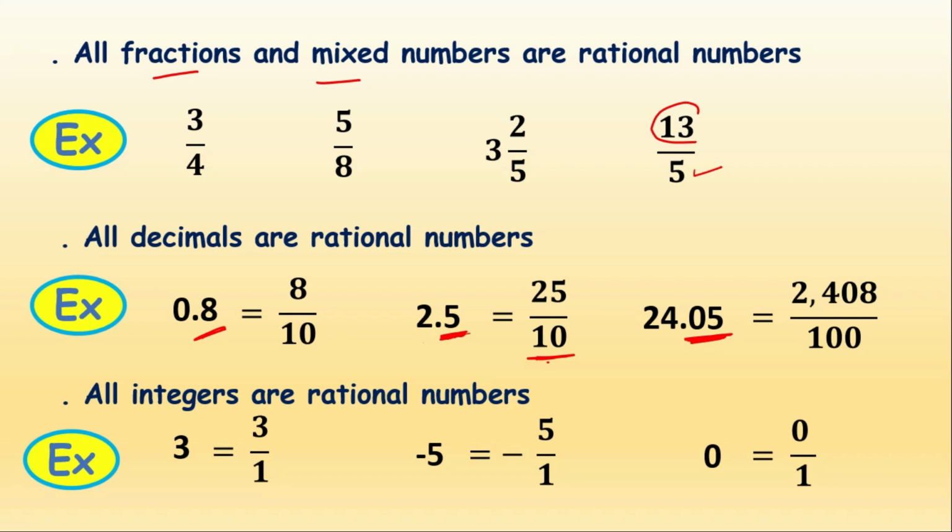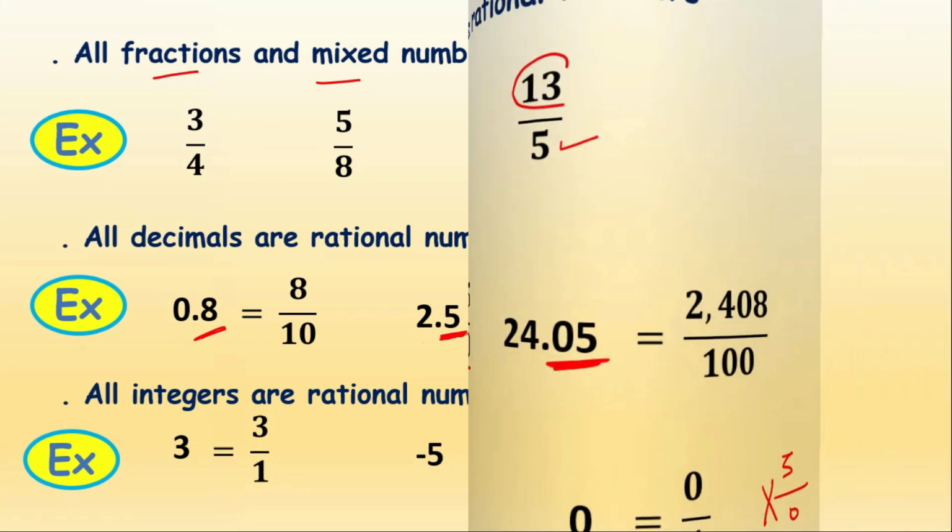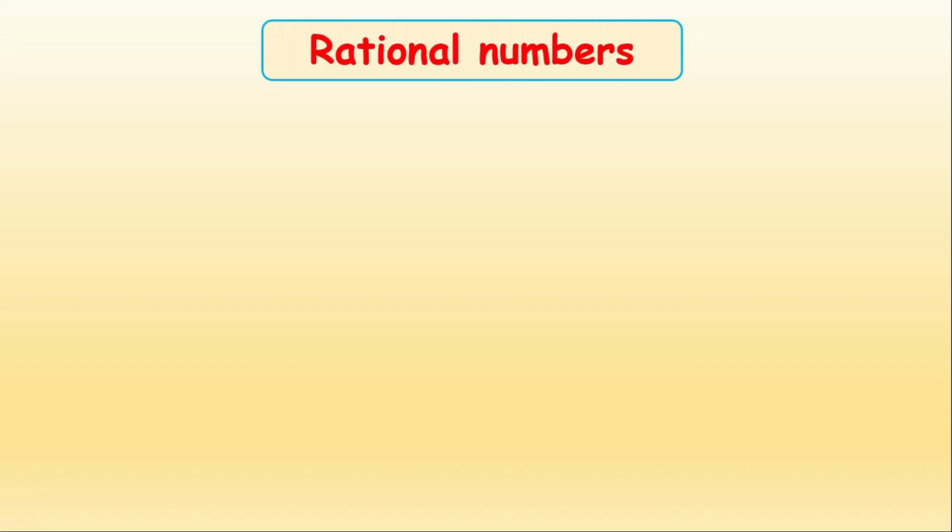But here we have a note, a very important note. The denominator must be any number except 0. The denominator can never be 0. You can never say, for example, 5 over 0. No, that is not rational. So you can write any number in the denominator except 0. Got it? So now let's show a summary of rational numbers.